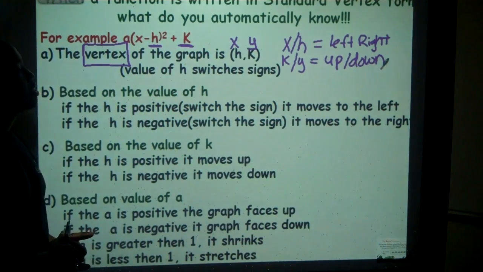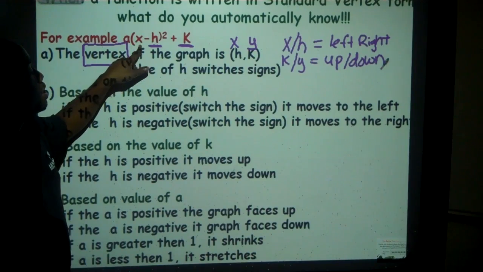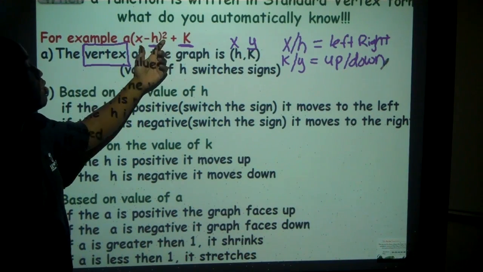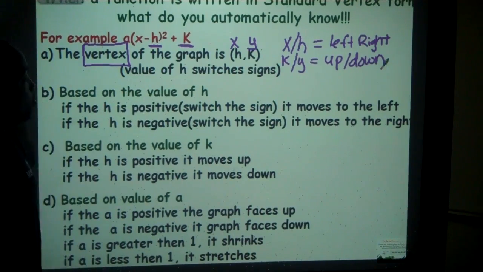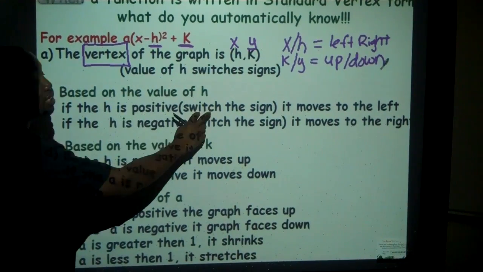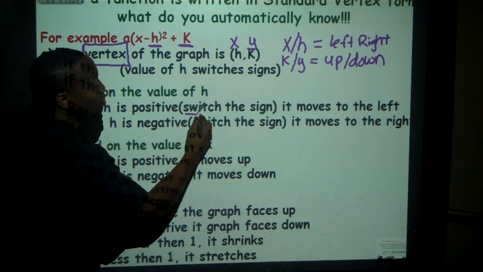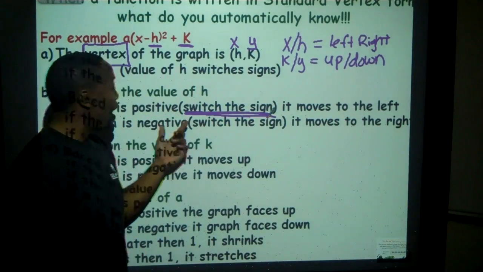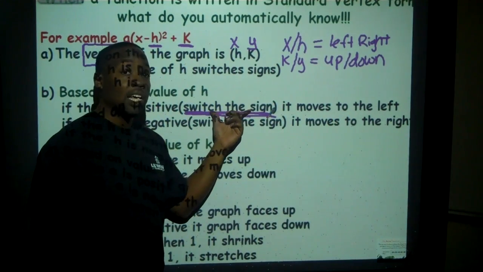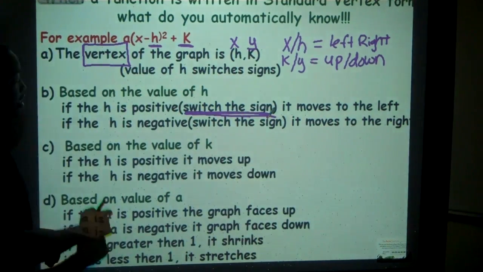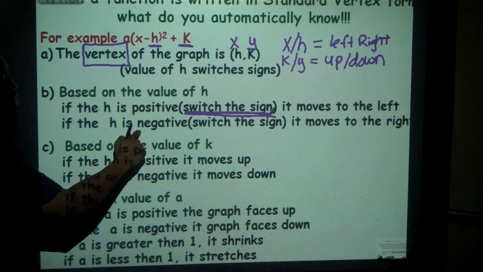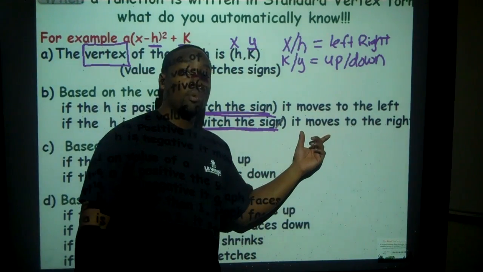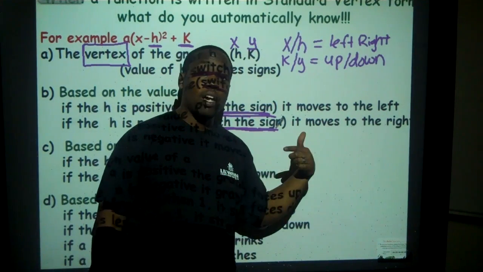Now, how do we get the vertex? If the function is in this format, a times x minus h, squared, plus k, what you have to do is, if h is positive, you switch the sign. That's a very key point. Switch the sign, and it moves to the left. So if it's positive, you switch the sign, it becomes negative, and it moves to the left. What if h is negative? It does the same thing again. It switches the sign, so negative becomes positive, and it moves to the right.